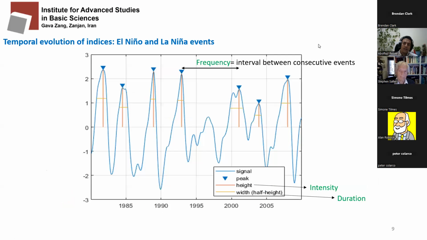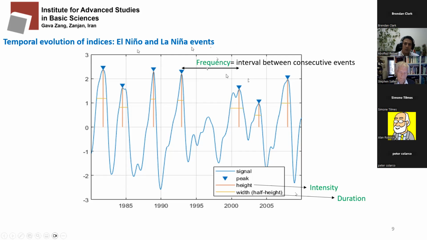However, beyond these spatial patterns, we also explored how the temporal characteristics of the El Niño and La Niña events tend to change due to global warming and the intervention scenario. For this case, we considered three different characteristics, including the frequency, intensity, and duration.